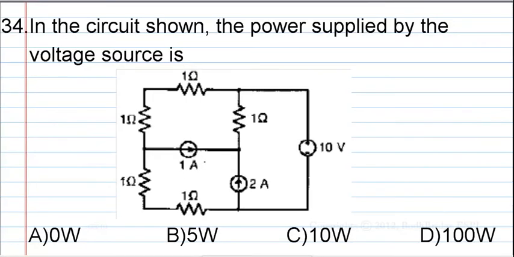The question is, in the circuit shown, the power supplied by the voltage source is... The circuit is as shown, and the options are: first option 0 watts, second option 5 watts, third option 10 watts, fourth option 100 watts. Now we will see the solution to this question.